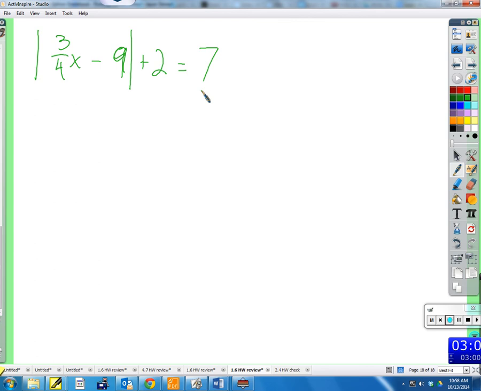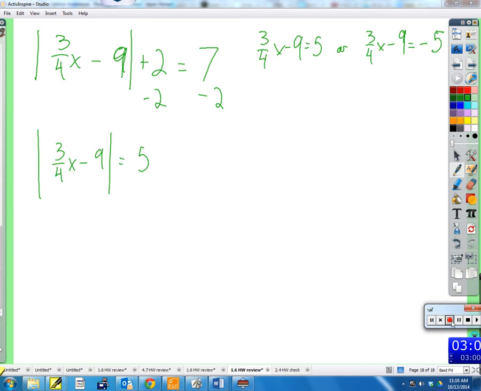Before I completely send you out on an ice floe by yourselves, is there something we should do first? Subtract two from both sides. Now we can do the equals the positive, equals the negative. But until we subtract that two, it'd be hard to deal with. So we'll subtract two first. And now we have absolute value equals a number, and it is a positive number. That's pretty important. It equals five. Then we can move forward.